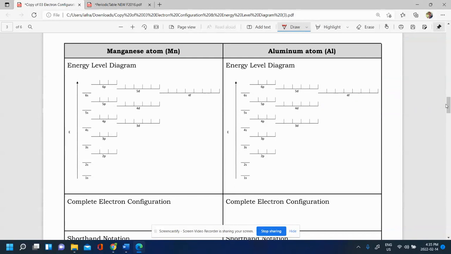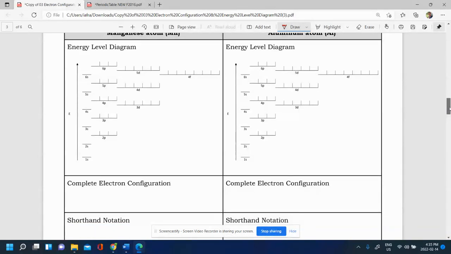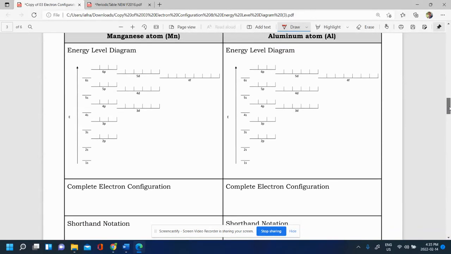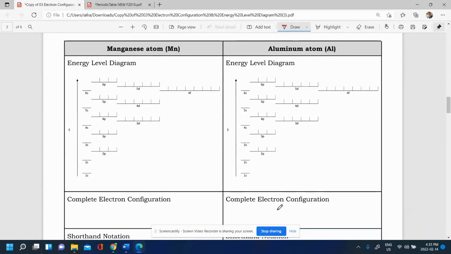In the next video, we're going to take up the two questions that are over here, manganese, some energy level diagrams, and then aluminum as well. Make sure you try them yourself and then check your work afterwards in the next video.